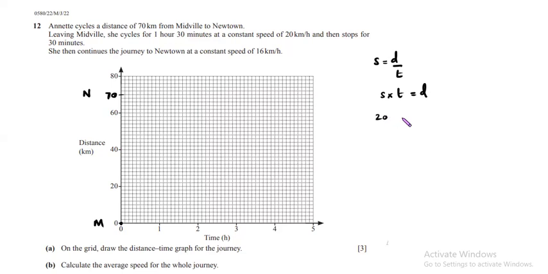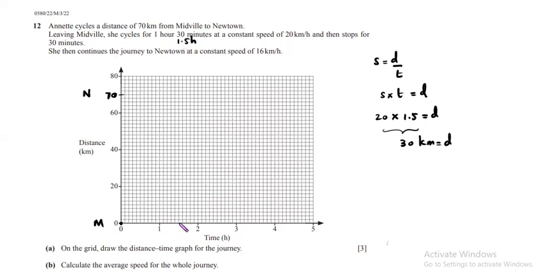Speed is going to be 20 kilometers per hour, times the time. 1 hour and 30 minutes is the same as 1.5 hours. So I need to multiply it by 1.5 to calculate the distance. This distance that I get will be in kilometers. So 20 times 1.5 is 30. So 30 kilometers is the distance traveled at this constant speed, within 1.5 hours.